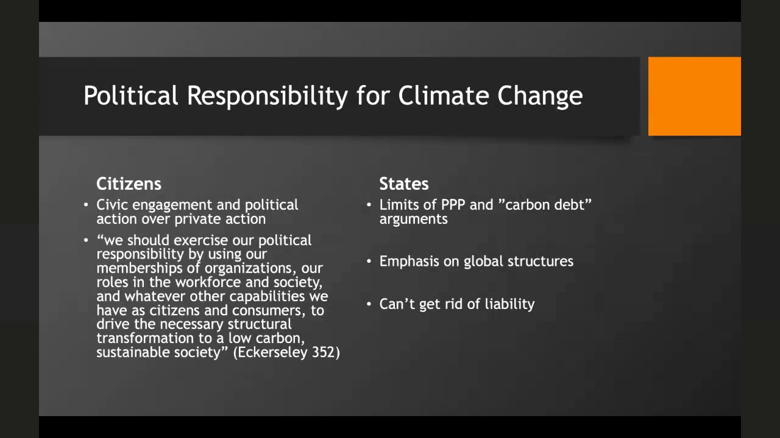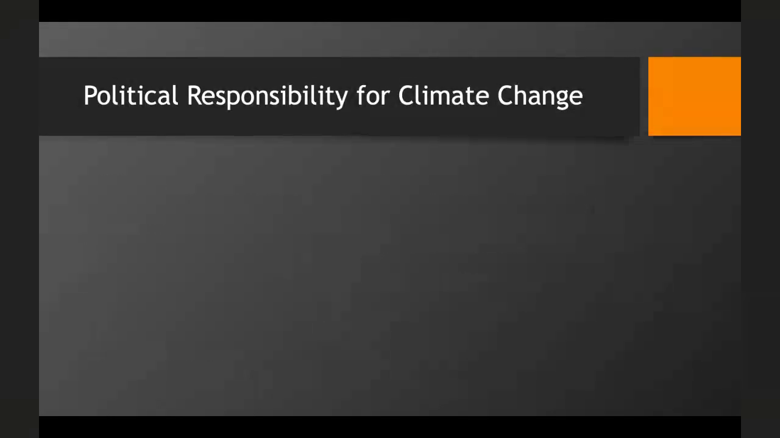Finally, Eckersley admits, and I think Young does too, if you push her on it, that this doesn't mean that we should get rid of liability, that individual people who do bad things should still be punished, right? That we should maybe still have a carbon tax on private jet usage, that we might still want to hold fossil fuel executives responsible for misleading the public about climate change and trying to discredit climate science, that all of those things can still happen within a broader framework of political responsibility.